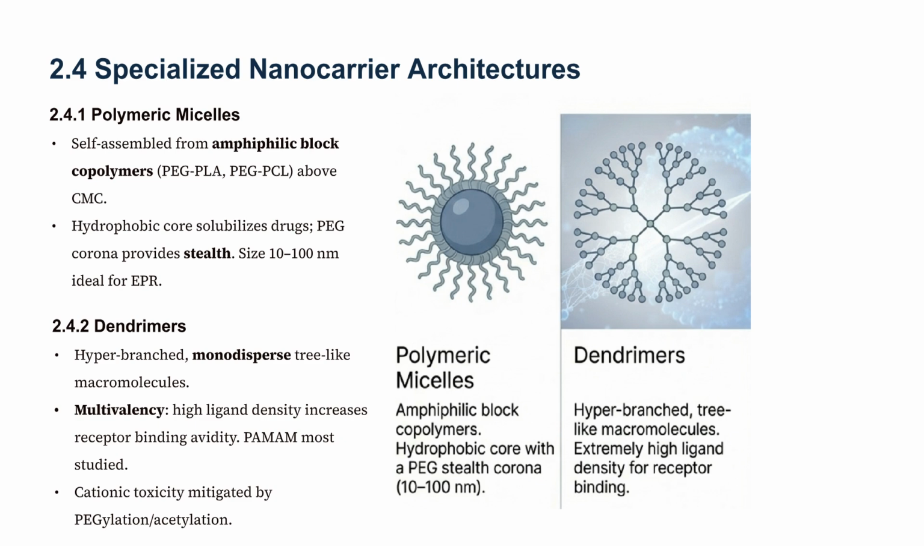Finally, we reach our last structural category, specialized nanocarrier architectures. First are polymeric micelles, which brilliantly self-assemble. They use a water-repelling core to safely tuck away the drug, surrounded by a stealth outer layer that hides it from the immune system. Second are dendrimers. These are highly symmetrical, tree-like macromolecules. Because they are so hyper-branched, they have an incredibly high surface area, allowing scientists to attach numerous targeting molecules for highly precise, lock-and-key drug delivery.